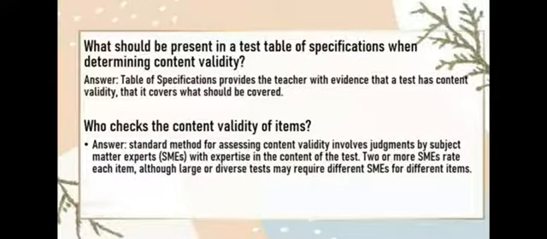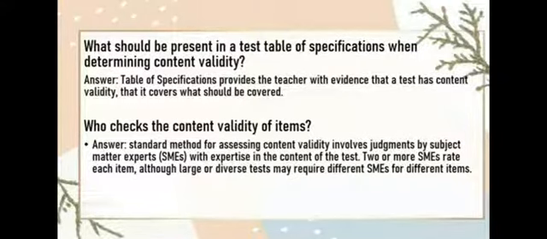How is content validity determined when given the objectives and the items in a test? A test has content validity if it measures knowledge of the content domain which it was designed to measure. What should be present in a test table of specification when determining content validity? The answer is the table of specifications provides the teacher with evidence that a test has content validity, that it covers what should be covered. Who checks the content validity?